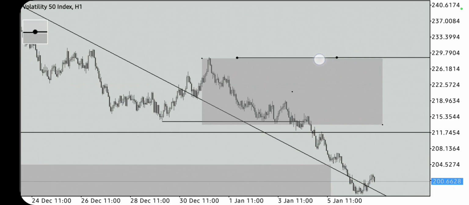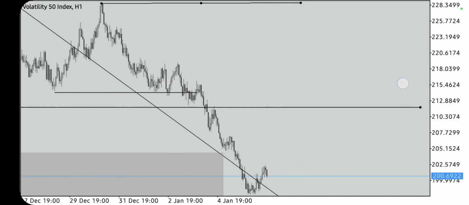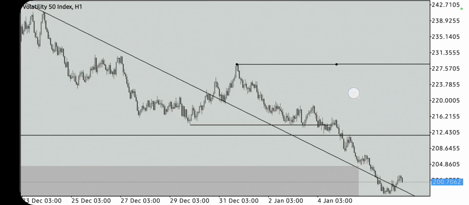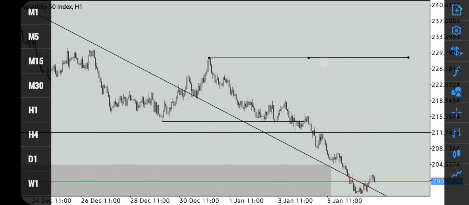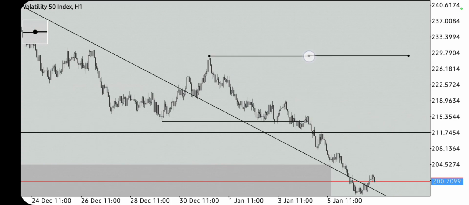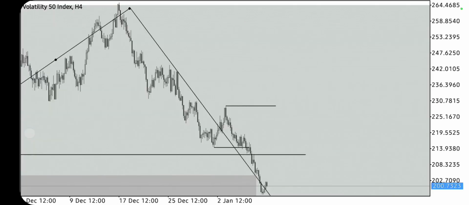So if we eventually break this protected high, this is where we are partially expecting a bullish move, because this is on the 1 hour time frame and the market can decide to do anything. Always remember that. So we have a minor break of structure to the upside. If we have this protected high broken, let's check it out.